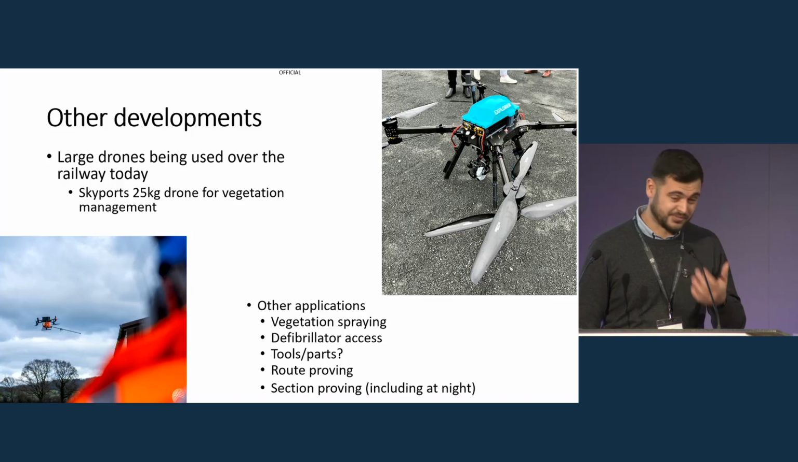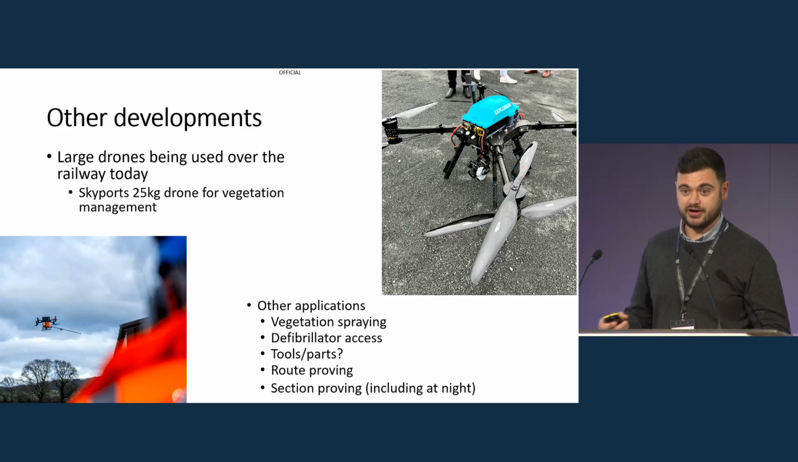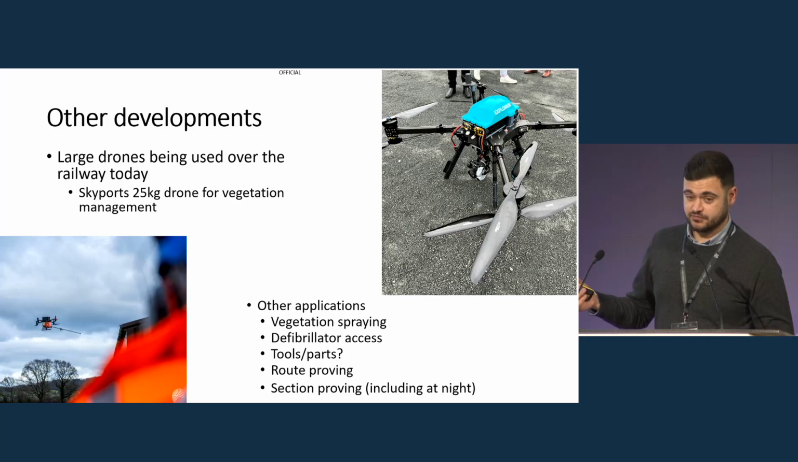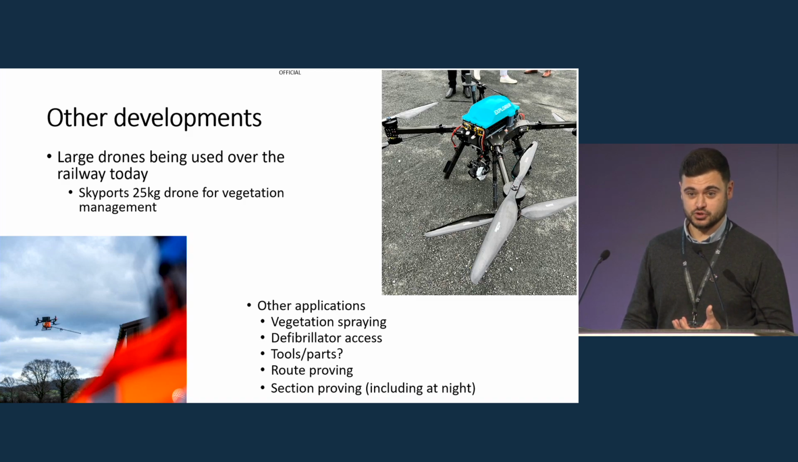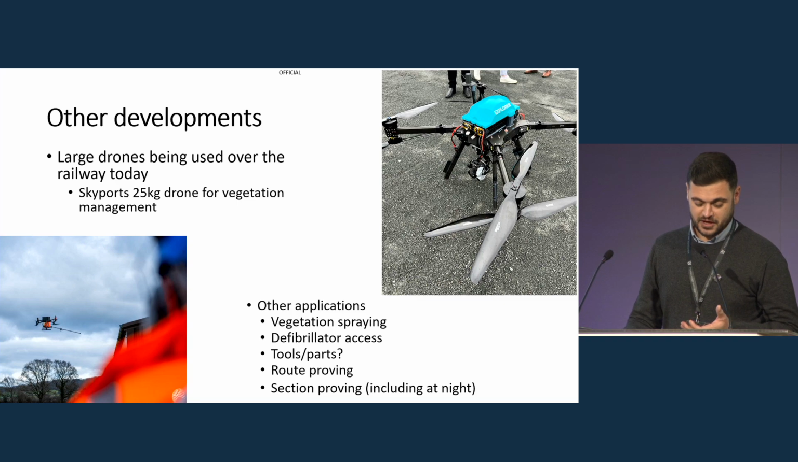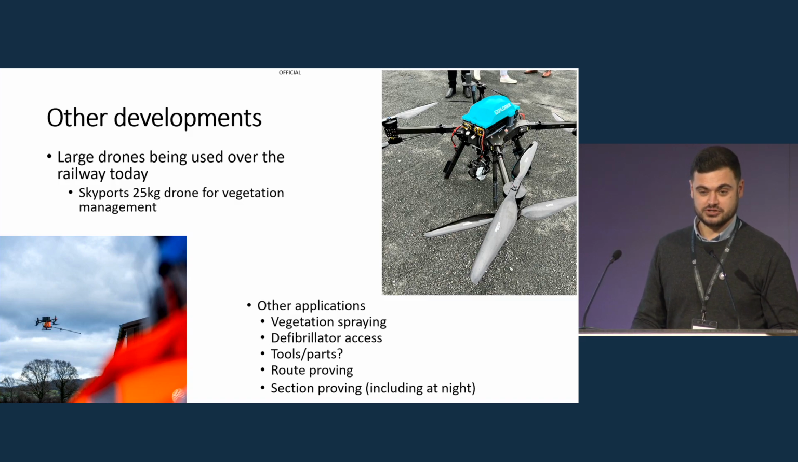Colin and I were just talking about some other potential applications in the future and things we've heard of in other areas. For example, defibrillator access: if somebody has a medical issue on track and you haven't got something readily available, could we potentially have something like that available at short notice? I've seen drones used to deliver defibrillators in a coastal environment. The Coast Guard have started doing trials on that kind of application down on the south coast. And also potentially tools and parts. I touched on route proving, section proving as well, including at night, so there's some stuff that might relate to track renewals as well.